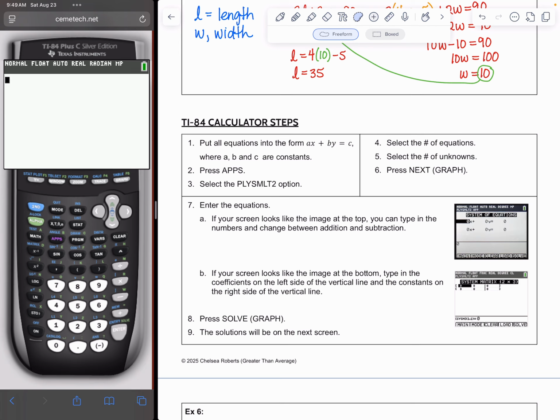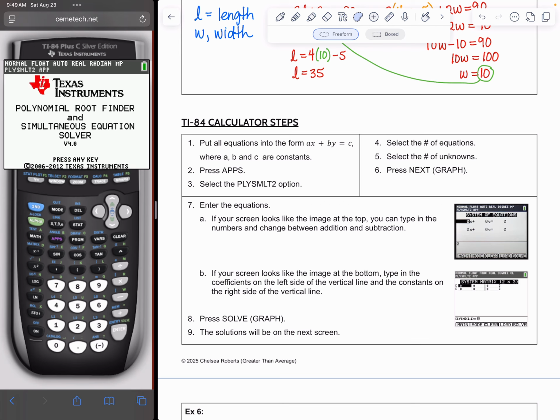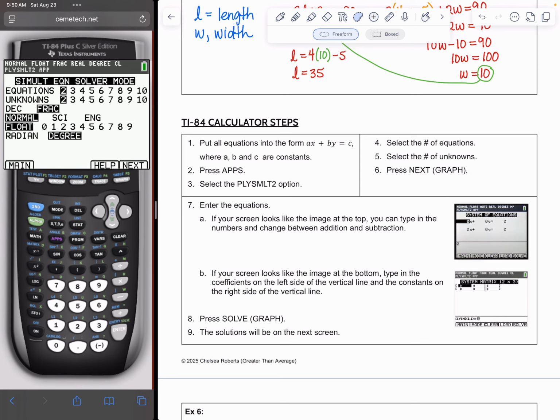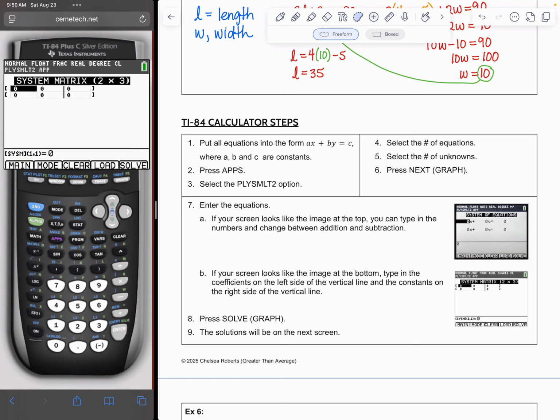So once you do that, you're going to press the apps button. You're then going to go to number 2, polynomial 2, or whatever option it is. And then you're going to press any key. Next, we're going to select the simultaneous equation solver, because we're solving a system of equations. That's number 2. Once we do that, we're going to choose how many equations we have and how many unknowns or variables that we have. Once you do that, you're going to press graph for the next button, and then you're going to put in your system of equations. Okay.